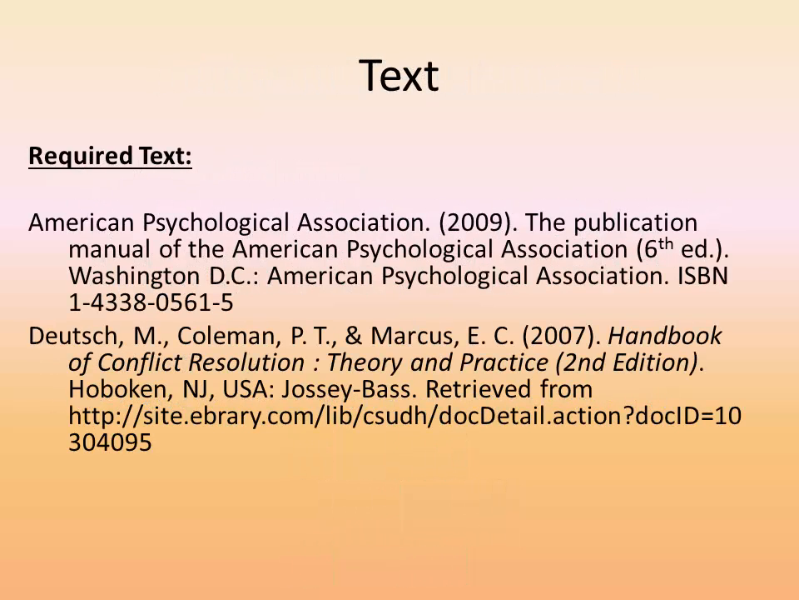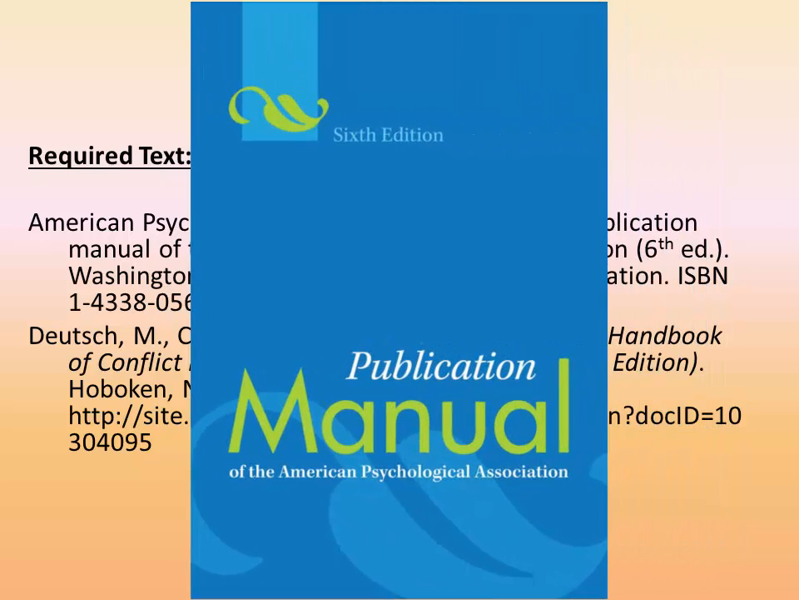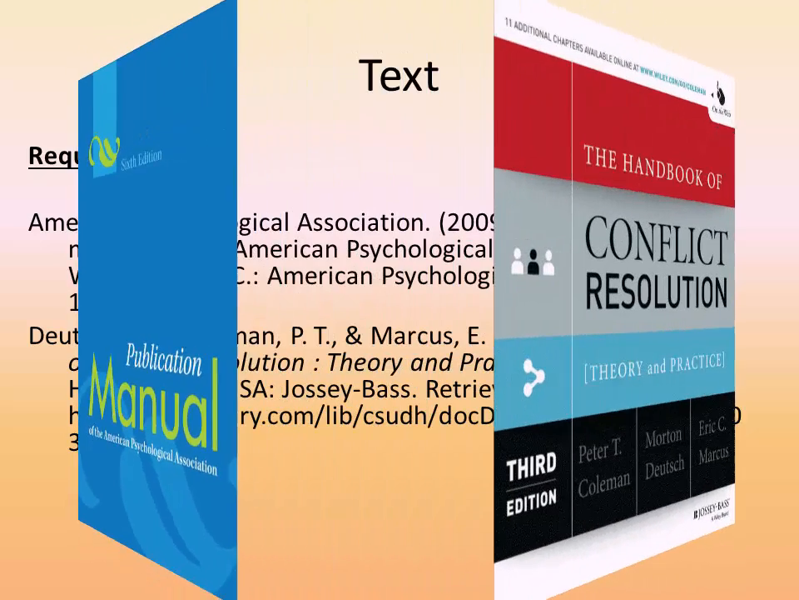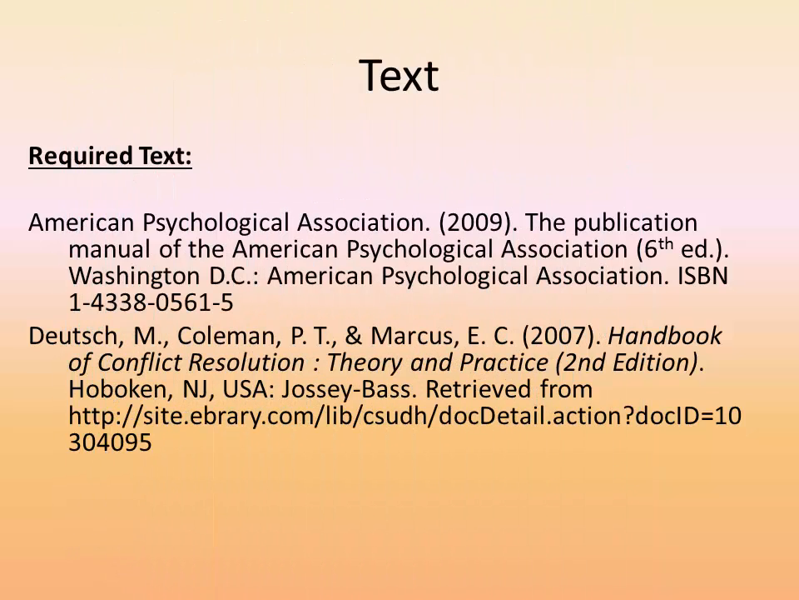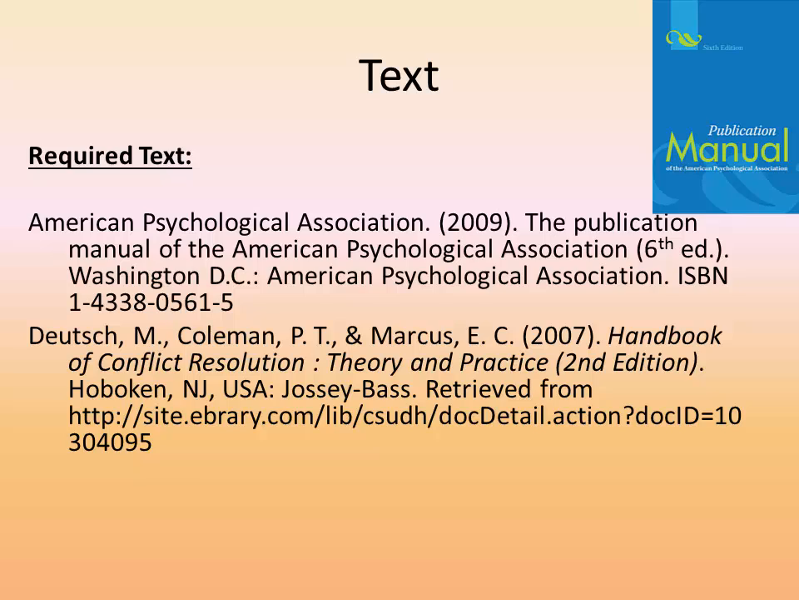The two required textbooks for the course are the Publication Manual of the American Psychological Association, also referred to as APA for short, and the Handbook of Conflict Resolution. You need to have the APA easily accessible when you are writing the portfolio. I use the Kindle version and I copy comments from the Kindle screen and paste them as balloon comments on your Word document for your quick reference when making corrections.